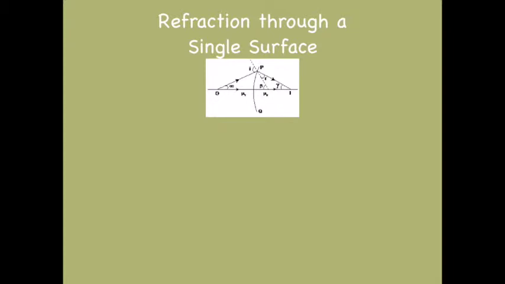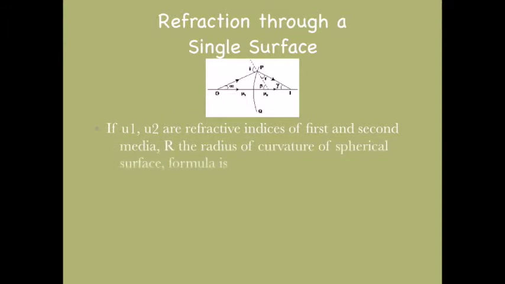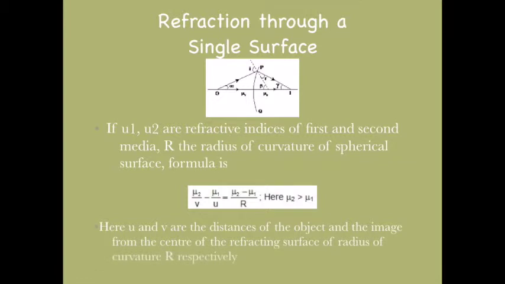So for this diagram, if mu1 and mu2 are the refractive indices of the first and second media and R is the radius of curvature, then the formula is given by mu2 by v minus mu1 by u equal to (mu2 minus mu1) by R. This is the formula. Here I consider mu2 to be greater than mu1.